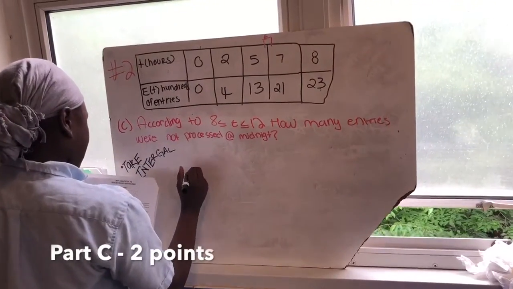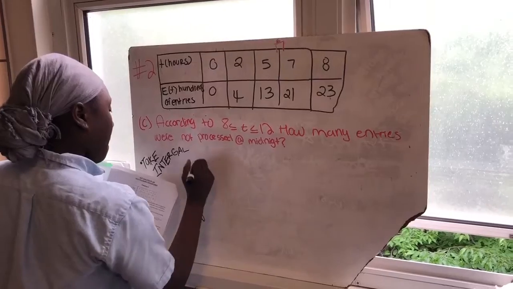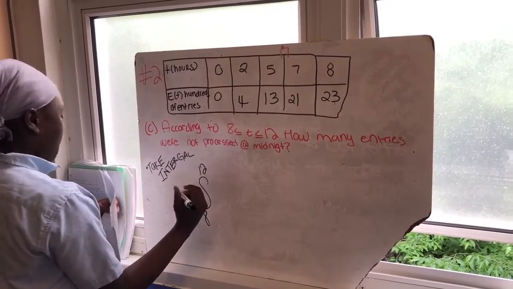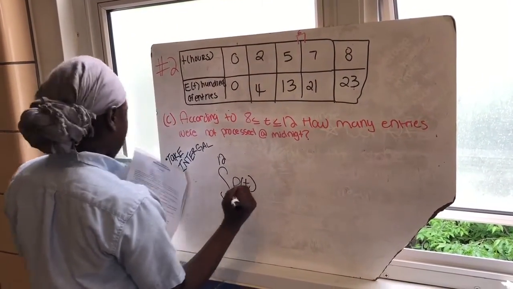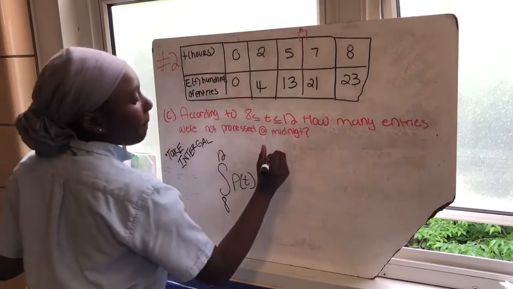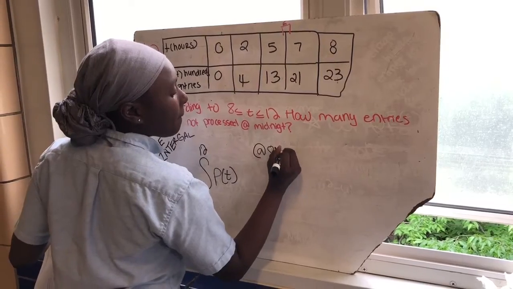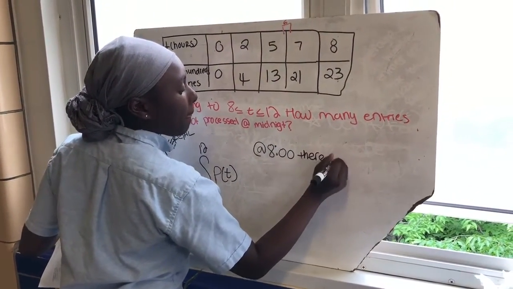So for letter C, the question reads: at 8 p.m. volunteers began to process the entries. They process the entries at a rate modeled by the function P, where P of t is equal to t cubed minus 30t squared plus 298t minus 976 hundreds of entries per hour for 8 is less than or equal to t less than or equal to 12. According to the model, how many entries had not yet been processed by midnight?